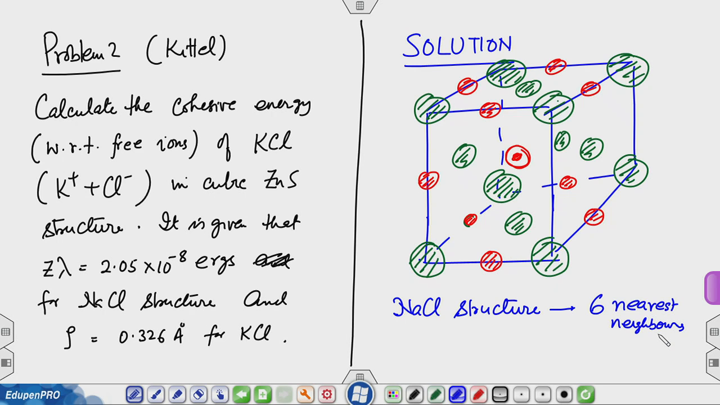So, the value of z lambda that is given, which is 6 lambda, is equal to 2.05 times 10 raised to minus 8 ergs. This implies that lambda, which is a property of the KCl ion itself, not of the structure, is equal to 0.34 times 10 raised to minus 8 ergs. Knowing lambda is important because next, when we consider the zinc sulfide structure, the nearest neighbors are going to change.